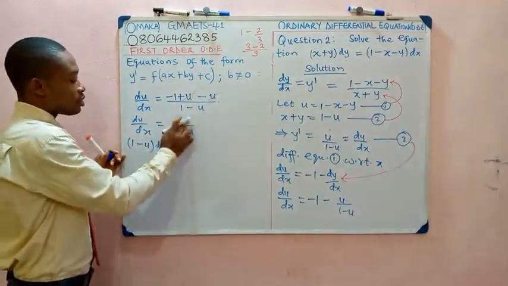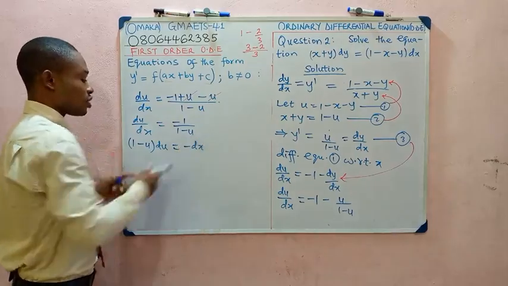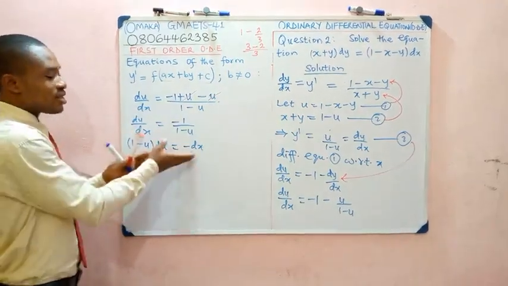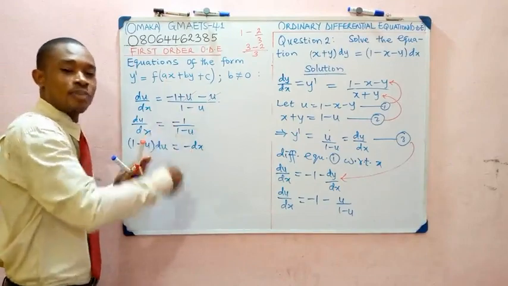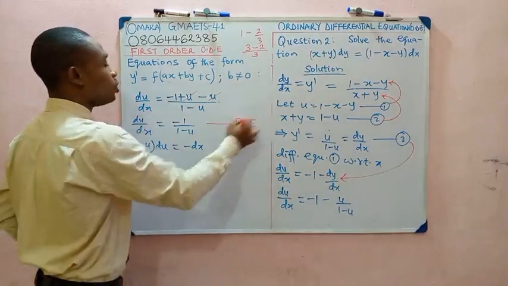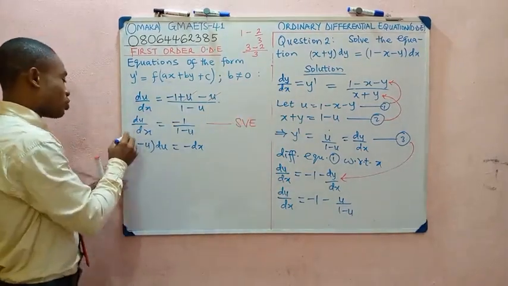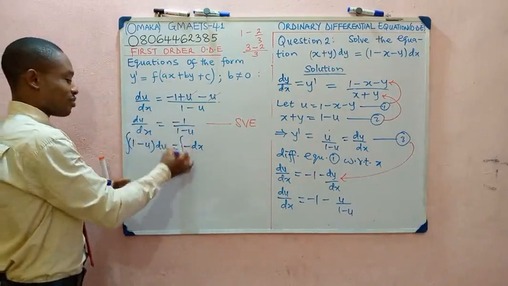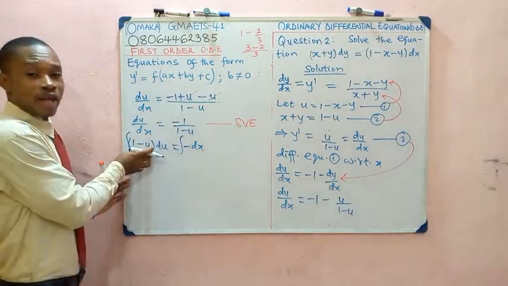And then dx times minus 1 will give us minus dx. So you can see that this is already a separable variable equation. That's why I told you that this is already a separable variable equation, and at this point we can now integrate. To integrate this part, we open up the brackets.